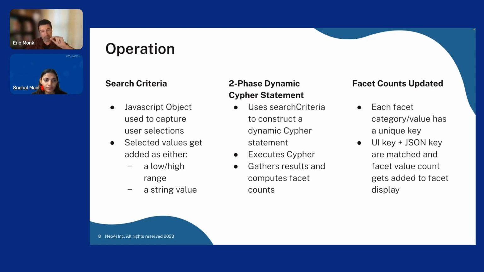And then within the same Cypher statement, it uses apoc.cypher.run, executes the dynamic Cypher statement, gets results back, and does the facet count computation. So Snehal will go over how that works. And then that generates JSON back to the UI. In the UI and the Cypher, they have this key mapping. Every value that gets rendered in the UI has a unique key for the category plus value. And the Cypher statement knows how to construct that and the counts. And so that's how it gets matched up.